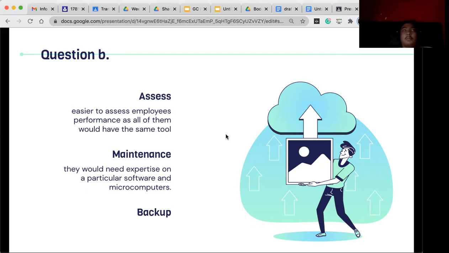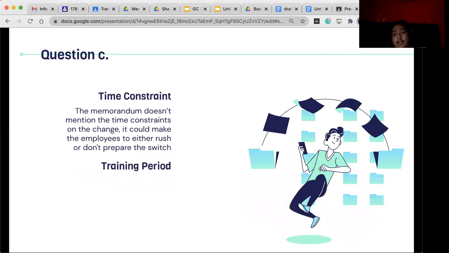So throughout the organization, they would not need many kinds of expertise in computers, as the computers are all the same throughout the organization. And lastly, the backup would be easier as well, because it comes from the same computers and the same software, and the backup wouldn't be as complicated as having many computers spread out, or many operating systems or software in the organization.